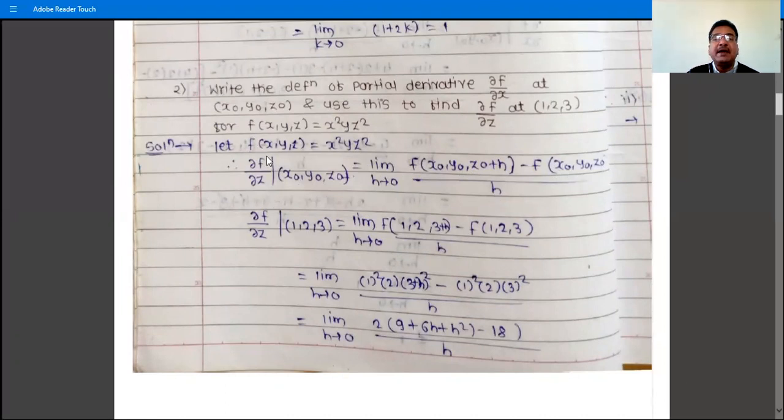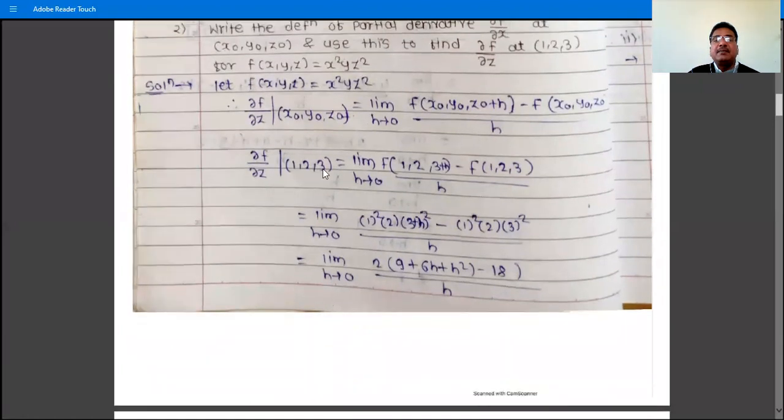And what is del f by del z? Limit L tends to 0, f of x naught comma y naught comma z naught plus L minus f of x naught, y naught, z naught by L. Here is the notation, h, k and L. So this is the definition with respect to z.